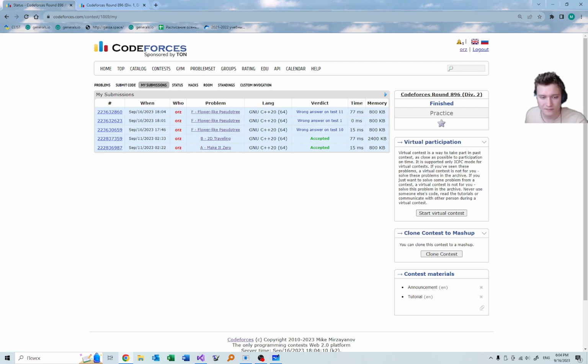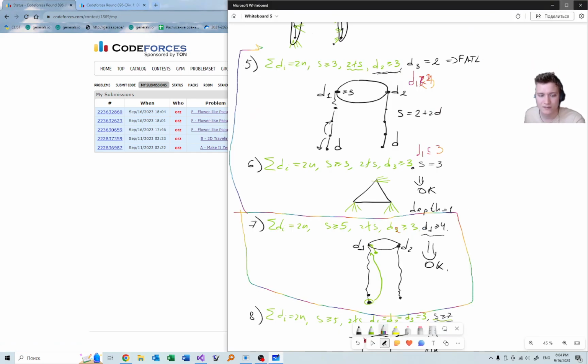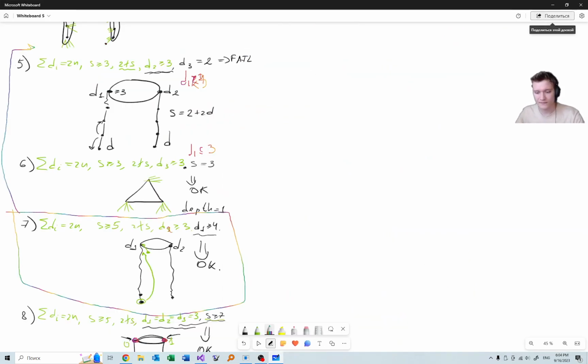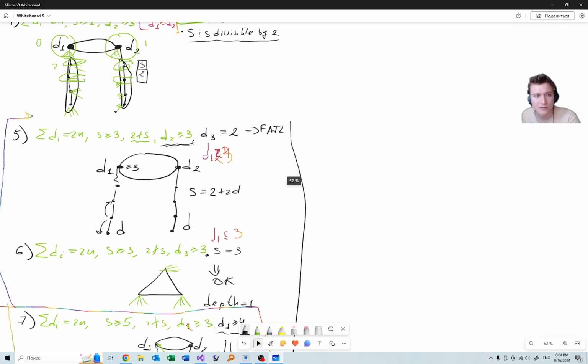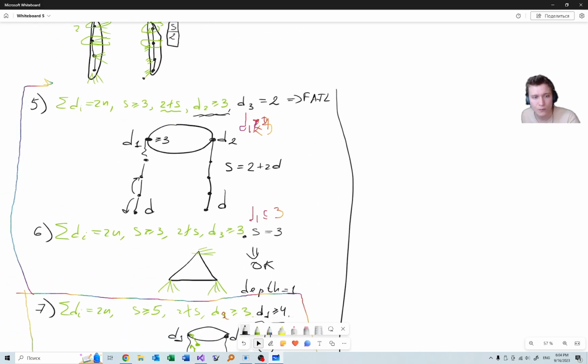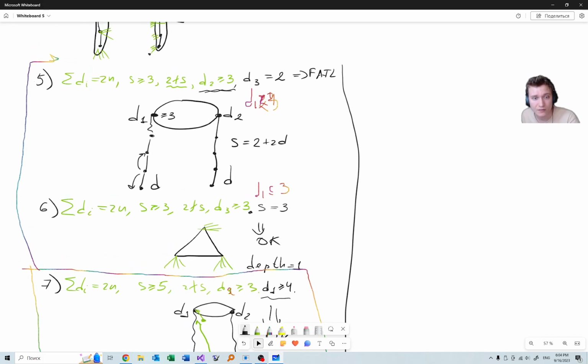Okay, I think we need to do it a bit more systematically. Yeah, let's reconsider some cases. We need to reconsider cases 5, 6, and 7. So now what we know is these statements. What we can definitely say now.